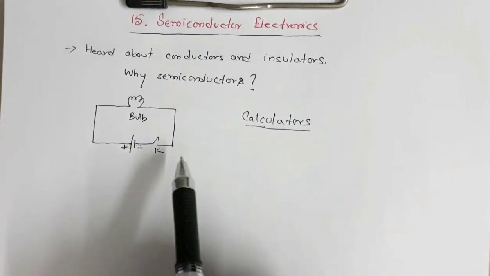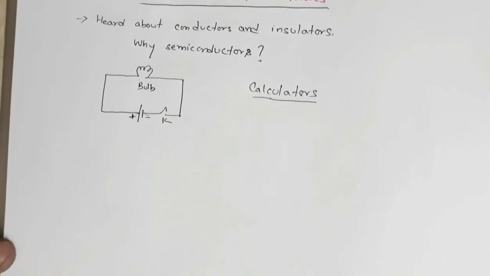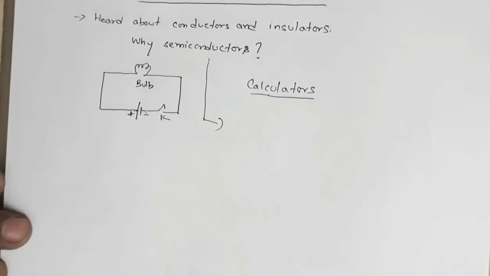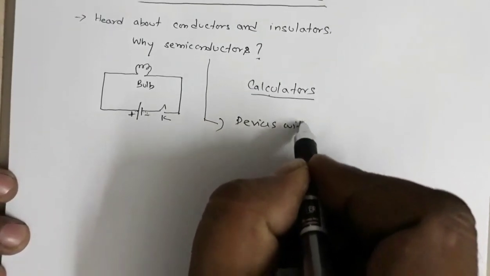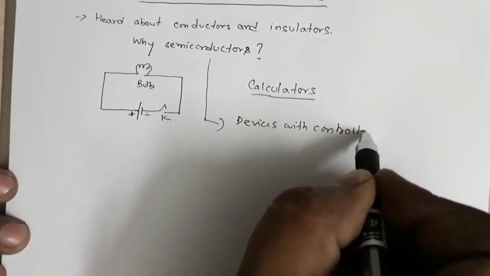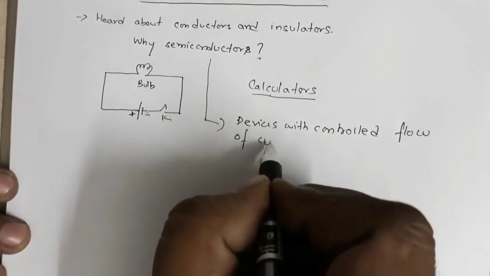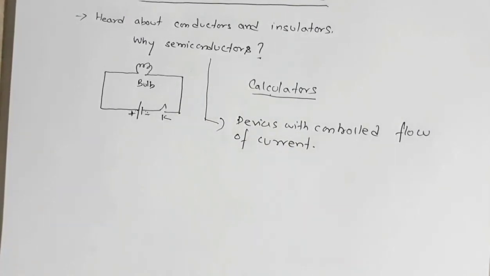So in conductors, if there is a potential difference, it is going to conduct. But semiconductors don't do this. They are devices with a controlled flow of current, and this flow depends on how it is controlled by maintaining the potential difference.